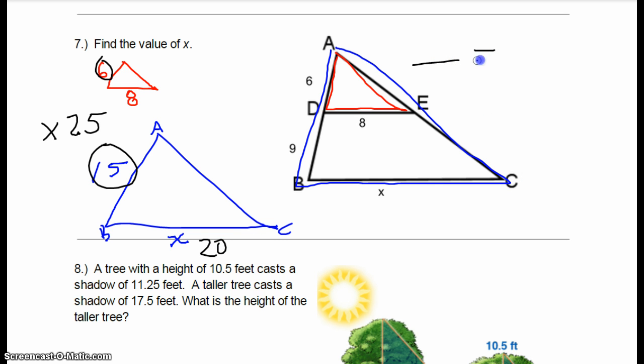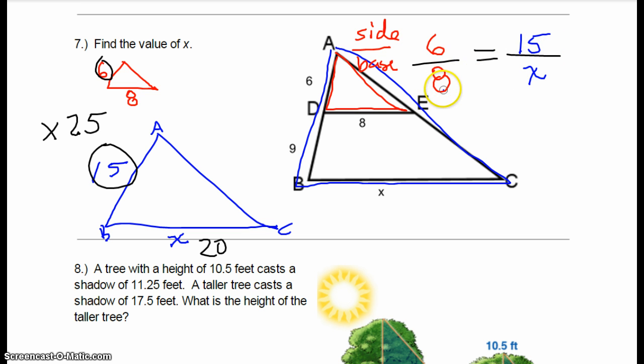Or I could solve with a proportion. I'll take the ratio of side to base for each triangle. Side to base, so I'll take side over base. The side on the small triangle is 6. The base is 8. The side on my larger triangle is 15. So the base is x.